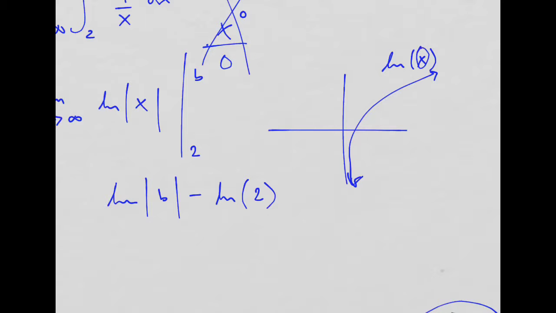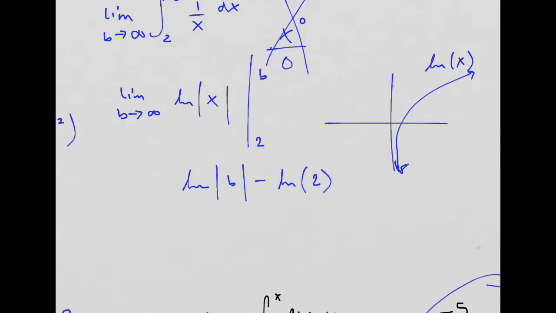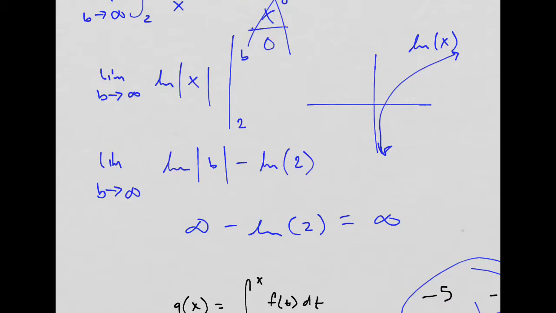So if x goes to infinity, that's similar to b going to infinity, yes? So then we have the limit as b approaches infinity. So then this is infinity minus the natural log of 2. So this actually doesn't have a finite area. When this happens, we say that the integral is divergent, or the integral diverges.